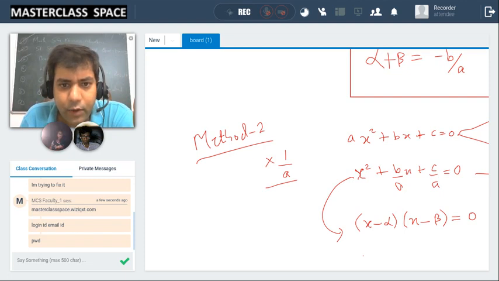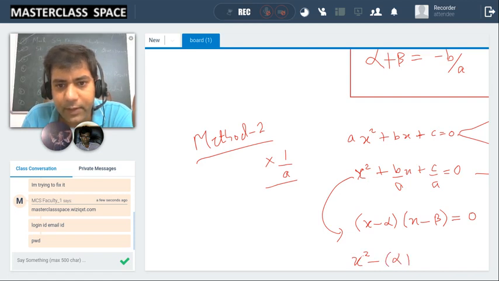But now what you do, you just multiply these two values. So you will be getting x square minus alpha x minus beta x. So I can take minus common, minus alpha plus beta, minus alpha plus beta x, minus alpha into minus beta plus alpha beta.